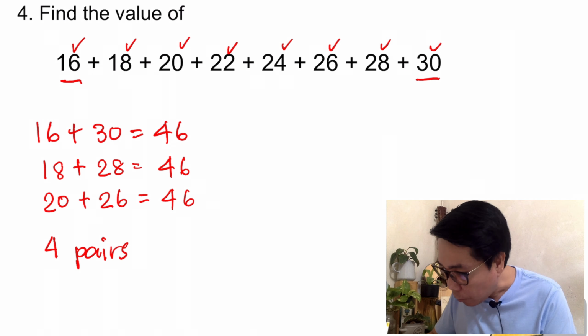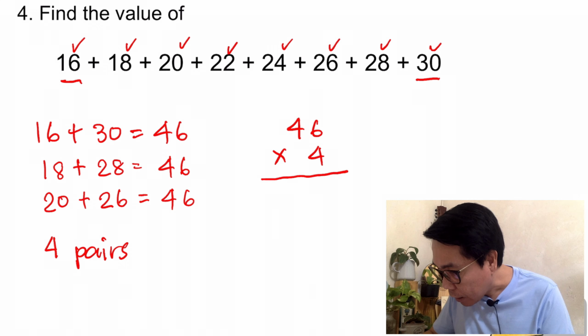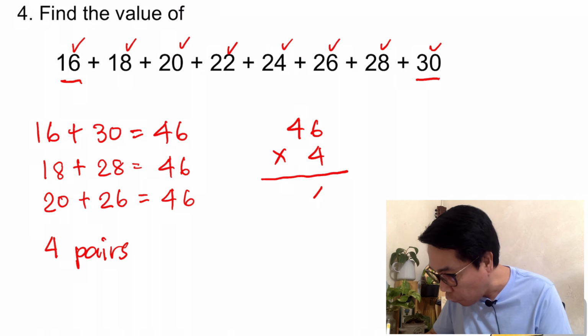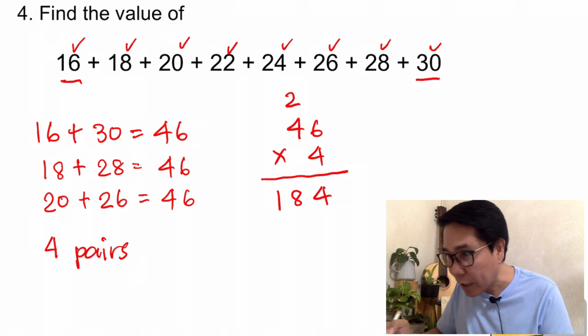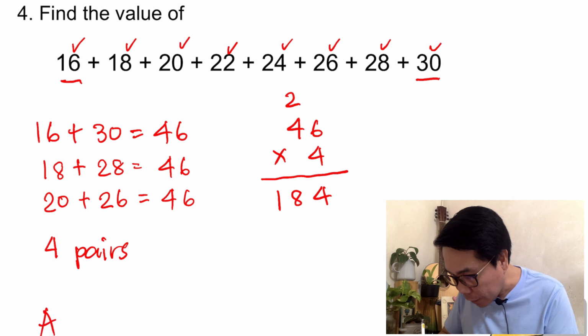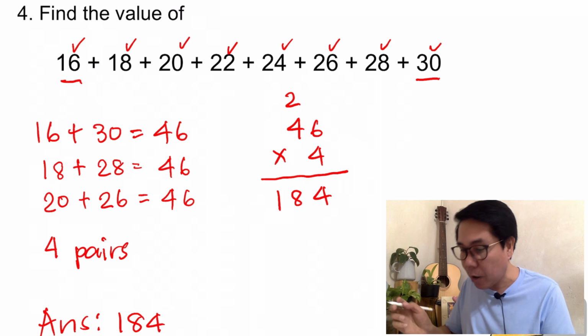So therefore, we can multiply 46 times 4, which will give us: 4 times 6 is 24, regroup 2; 4 times 4 is 16, 16 plus 2 is 18. So the answer is 184. Okay, that is the sum of these numbers.